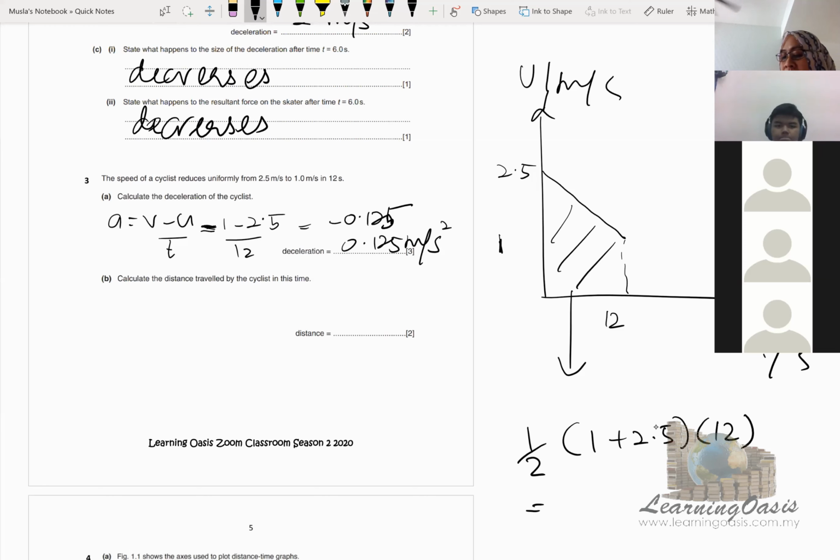If you know what we are talking about. If you don't know, just stop me, I'll explain to you again. 21 meters. So this has to be 21 meters.